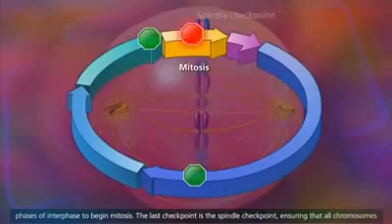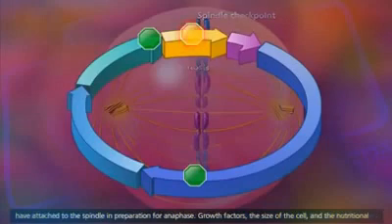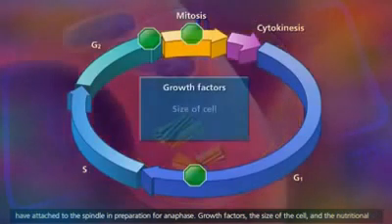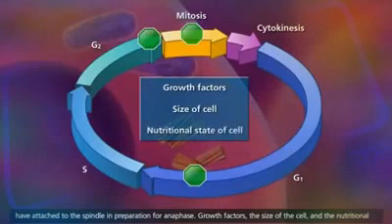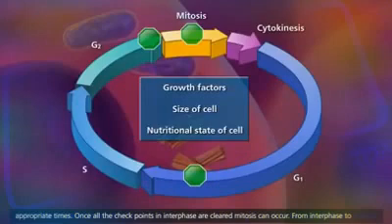The G2/M checkpoint allows cells that have successfully completed all 3 phases of interphase to begin mitosis. The last checkpoint is the spindle checkpoint, ensuring that all chromosomes have attached to the spindle in preparation for anaphase. Growth factors, the size of the cell, and the nutritional state of the cell are all contributing factors in cell cycle regulation, ensuring that only certain cells divide at appropriate times. Once all the checkpoints in interphase are cleared, mitosis can occur.